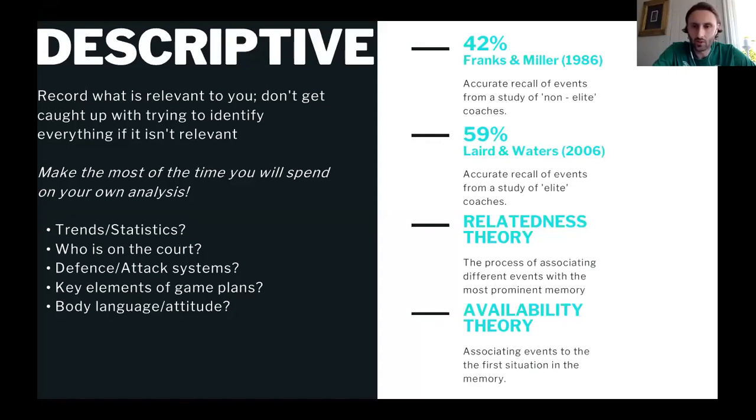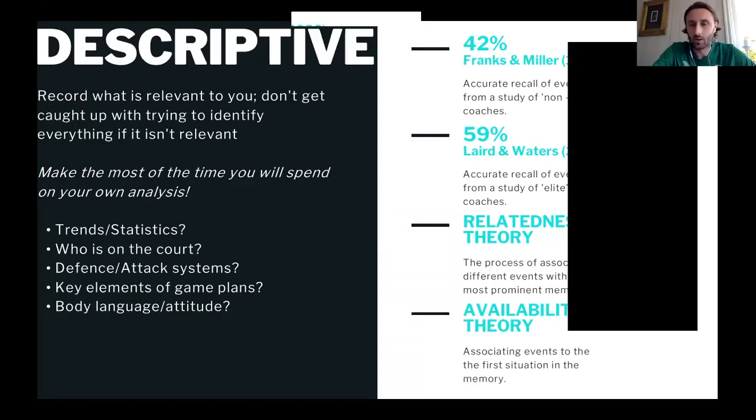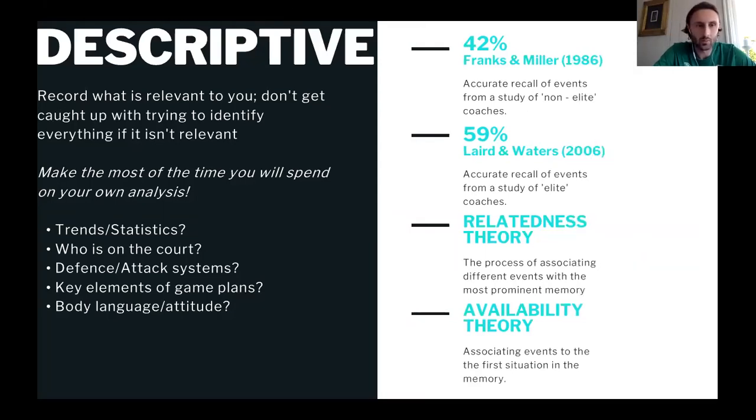And the two theories below, relatedness and availability, especially relatedness, I find all the time. In the last game we played before lockdown here, there was a situation towards the end of the game where a defender was out of position, and we conceded a lot of goals from that area. I remember my assistant coach saying to me, clip all the videos of that together. And then when I went back to look at it, there was just the one instance.